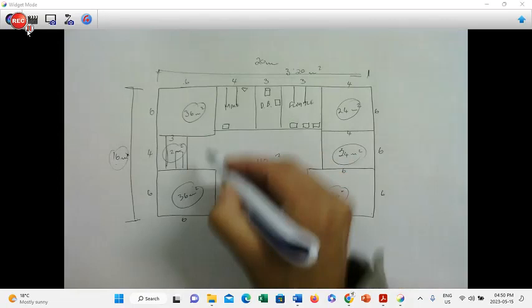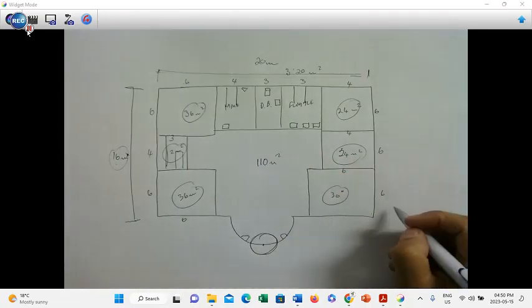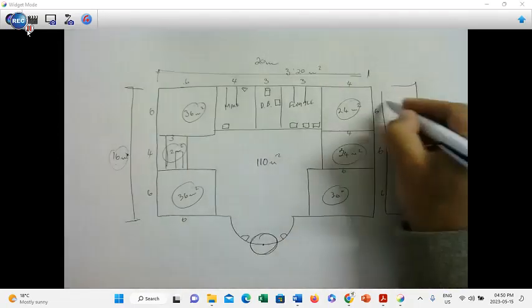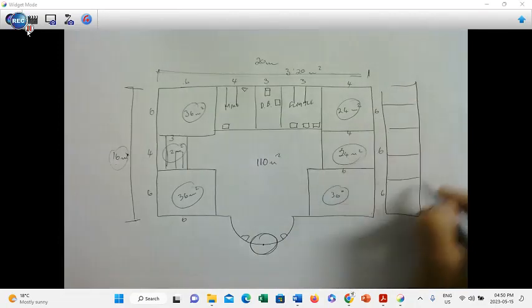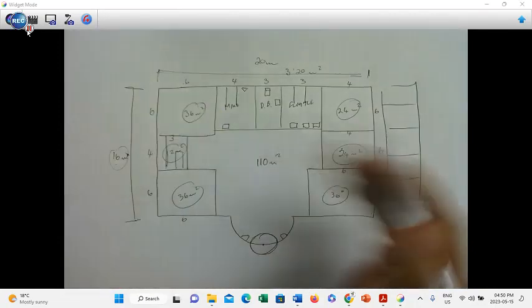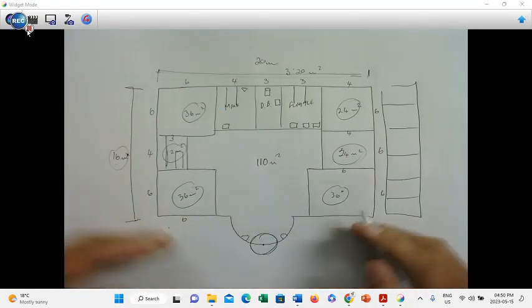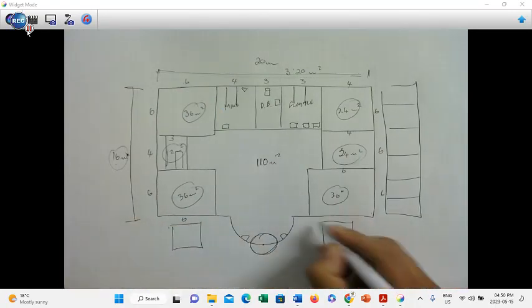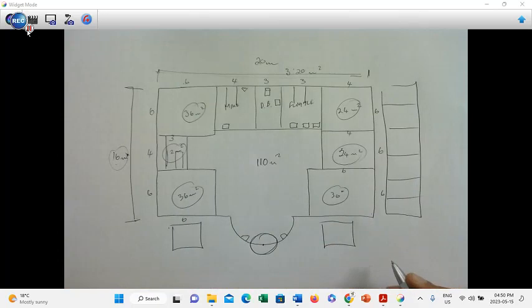Then, of course, you need to have 12 parking bays, of which you are going to have 6 along this side, and you are going to have 6 along this side as well. And then in front of your building, you are going to have 2 designated parking areas for disabled people.